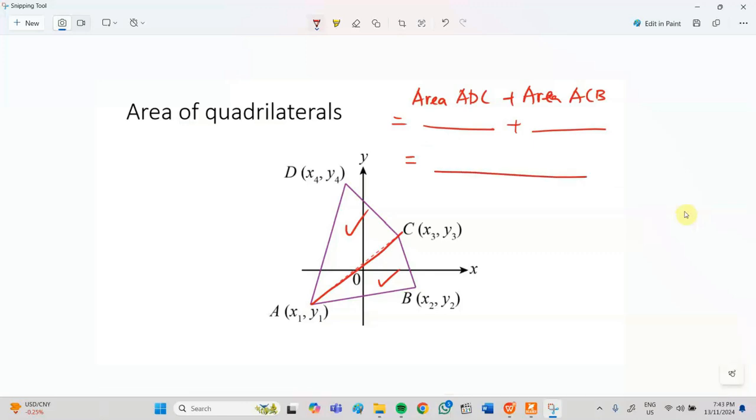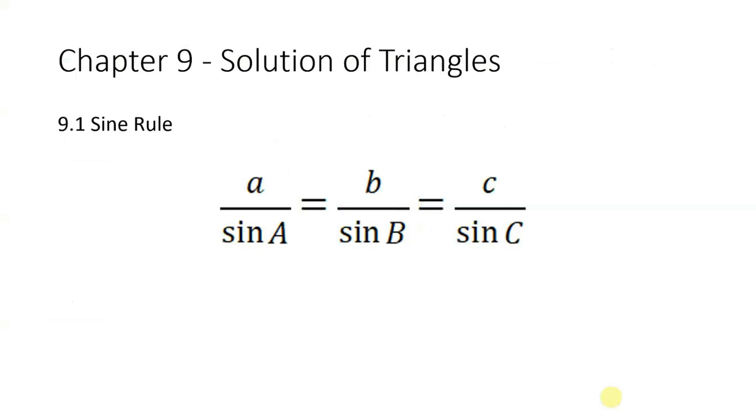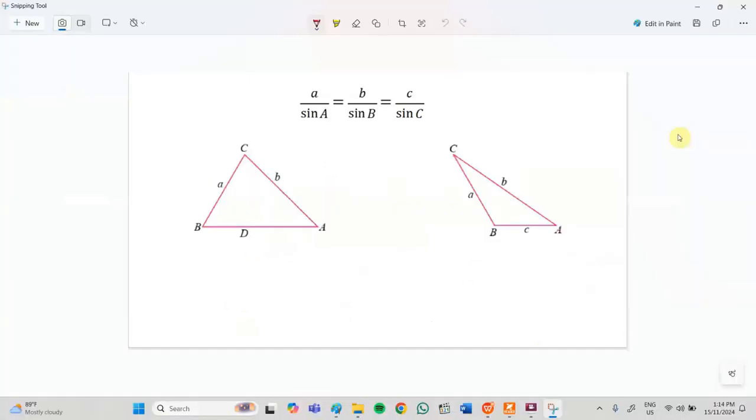Now we move on to the next chapter. We move on to chapter 9, solution of triangles, where we need to verify conjectures between the length of the sides of the triangle and the opposite angles, which is the sine rule. To verify the sine rule, we need to refer to these two triangles. This is an acute angle triangle, and this is an obtuse angle triangle.